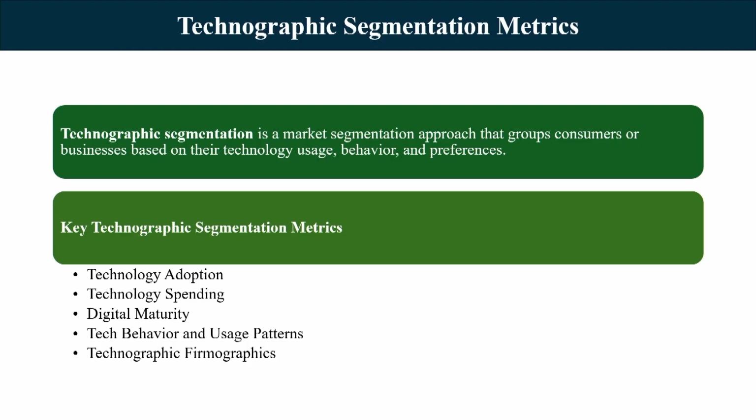Then tech behavior and usage patterns: to what extent I use the technology, whether I just intend to use the technology or I am actually using it. Based on which stage in the technology adoption process I am in, the customers can be divided, right. So, these are the important variables, because every product has its own life cycle. So every technology will have its own life cycle.